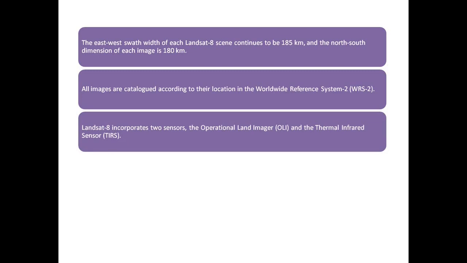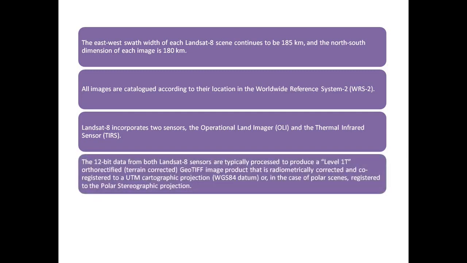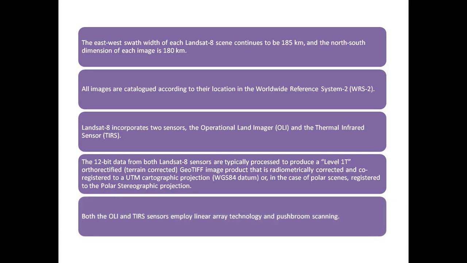Landsat 8 incorporates two sensors, the Operational Land Imager and Thermal Infrared Sensor. The 12-bit data from both Landsat 8 sensors are typically processed to produce a level 1T orthorectified GeoTIFF image that is radiometrically corrected and co-registered to a UTM cartographic projection, or in the case of polar scenes, registered to the polar stereographic projection. Both the OLI and TIRS sensors employ linear array technology and push-broom scanning.